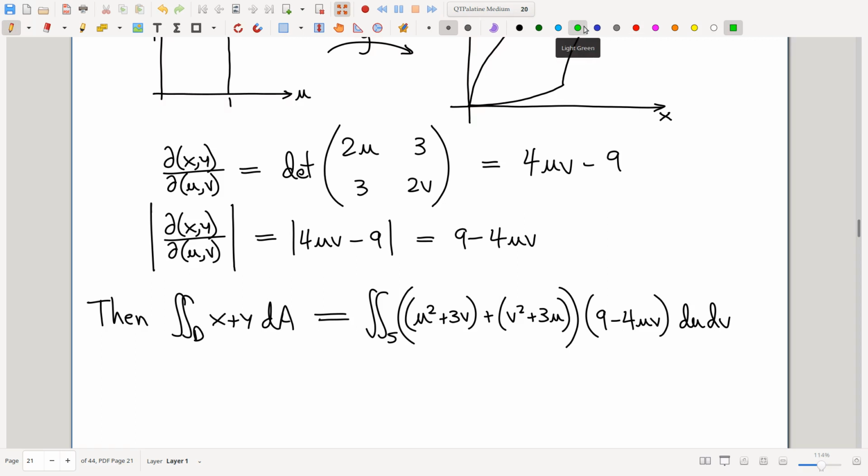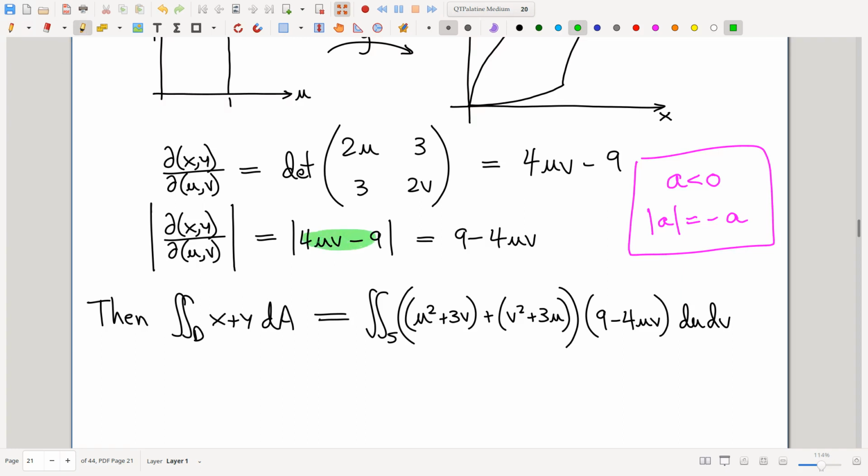What I'm doing here is invoking a theorem that says that if you have a negative number, then the absolute value of that negative number is the negative of that number. This isn't so hard to see why it's true. And so with this theorem, 4uv minus 9 is something that I have indeed established is negative, and therefore its absolute value is its own negative. Is that satisfying? Yes.